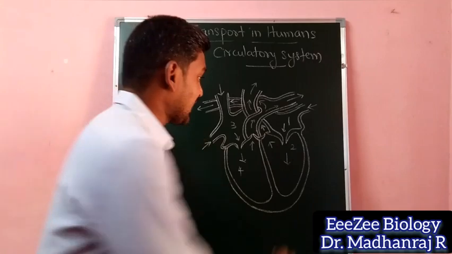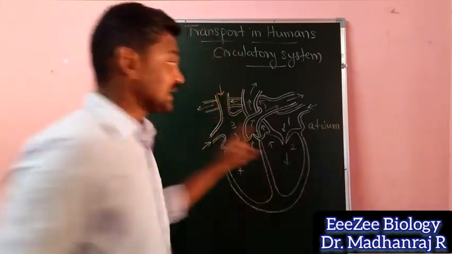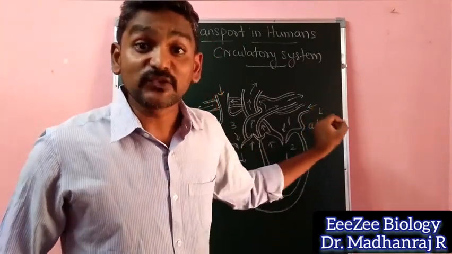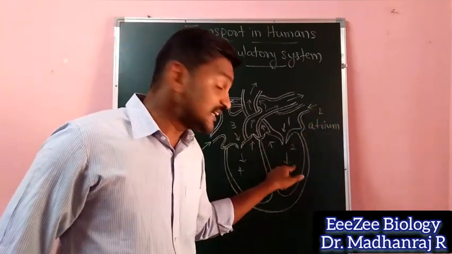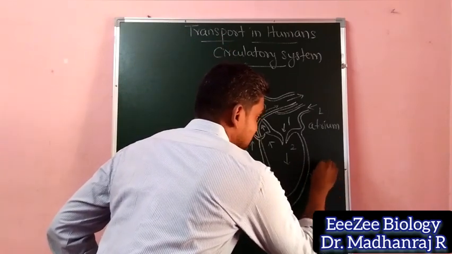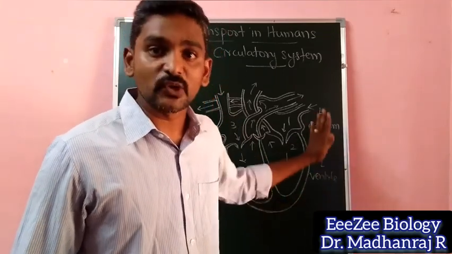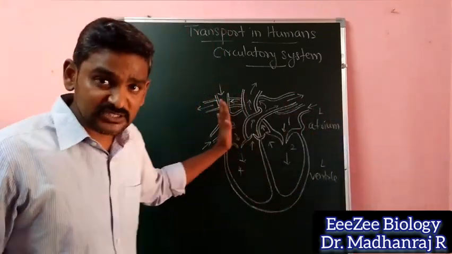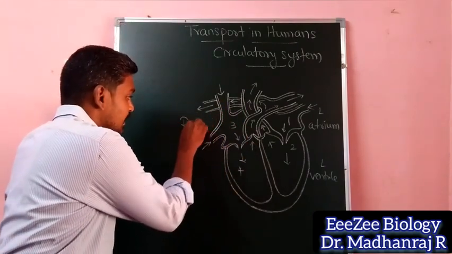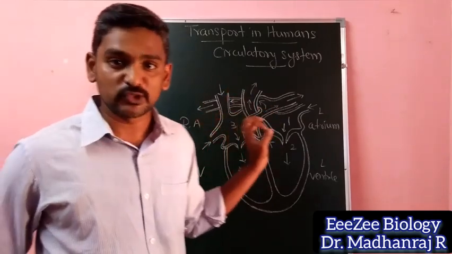So the upper is called the atrium. So this is called the atrium. It is present on the left side, so it is called the left atrium. Whereas here is the ventricle. So the ventricle will be present here. So this is called the left ventricle. Coming to this side, similarly it is present on the right side. So it is called the right atrium and this is called the right ventricle. So totally 4 chambers are there.